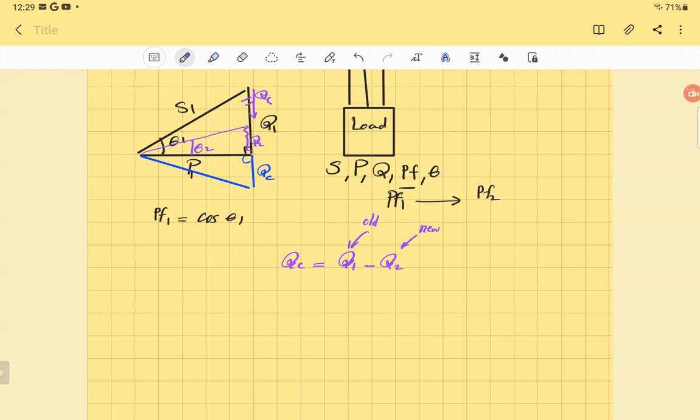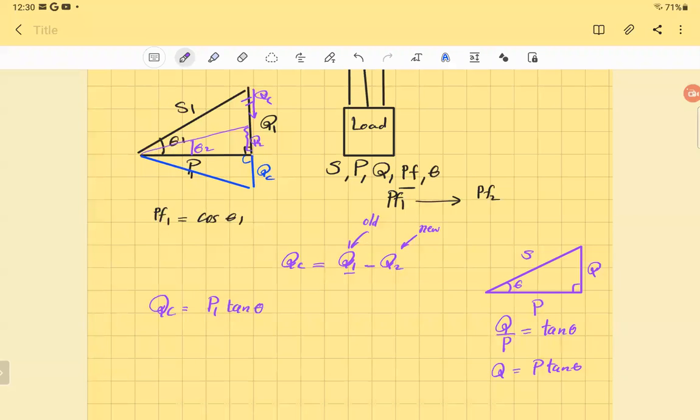You can calculate Q1 and Q2 because you know from the power triangle, if you have S, P, Q, and theta, what is the relationship between Q, power, and theta? Q over P is equal to tan theta. Accordingly, Q is equal to P tan theta. So what is the value of QC? Now we can do it. QC is equal to P1 tan theta 1, the old theta, minus Q2. Q2 is equal to P2 tan theta 2.